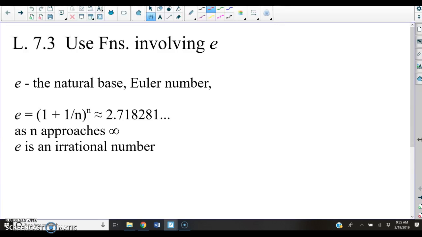Okay, we're going to take a look at the natural base called the Euler number. Isn't that a goofy way to pronounce that word? Euler. I always wanted to call it Euler because I'm such a German background person, but it's Euler. Might as well get used to saying it.